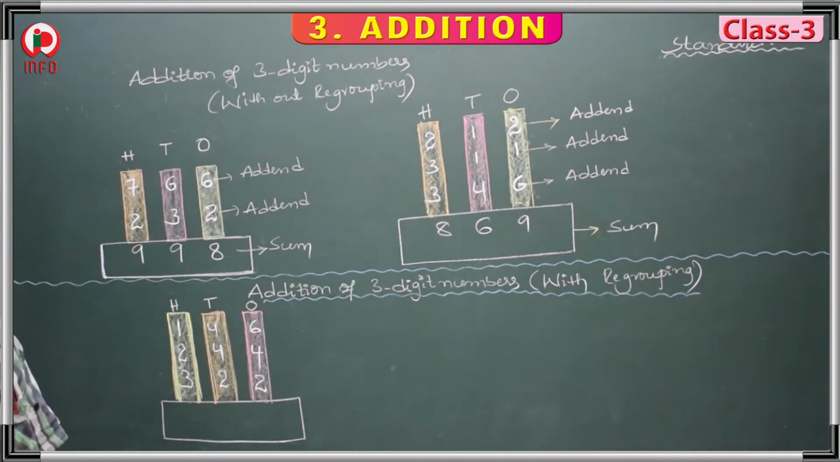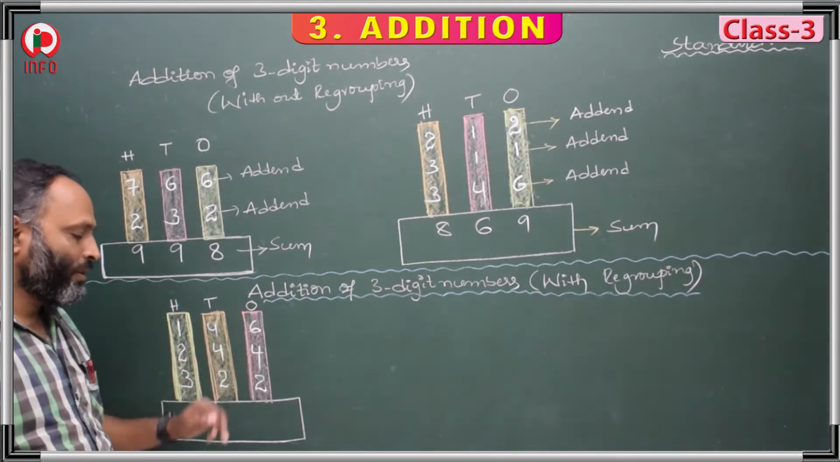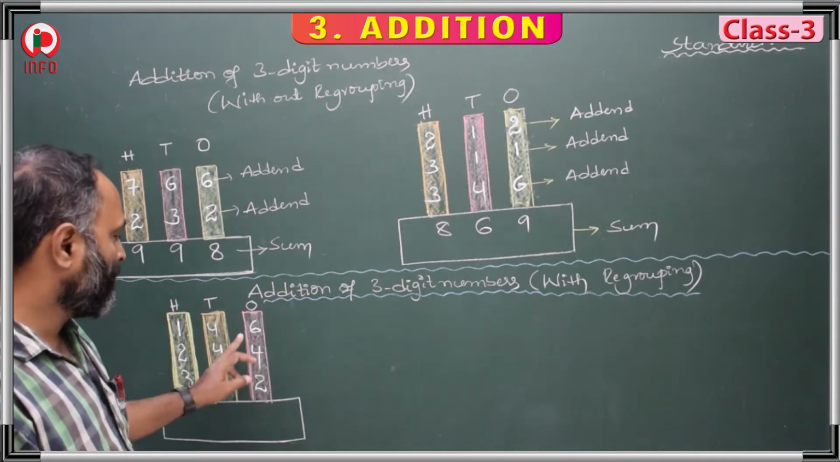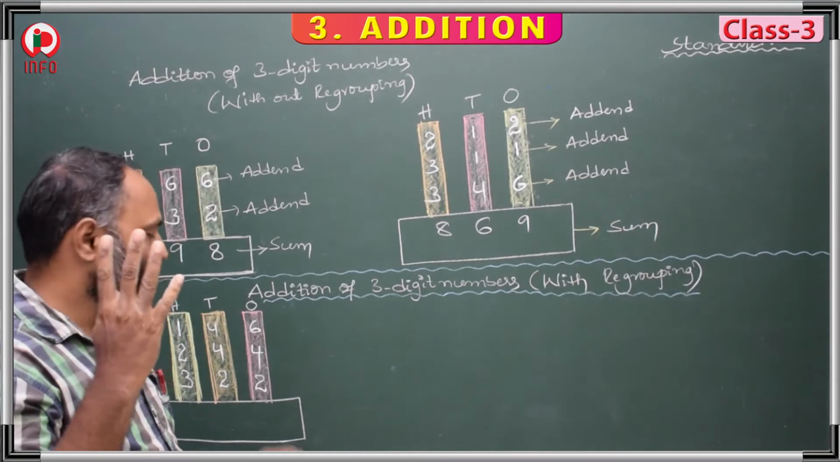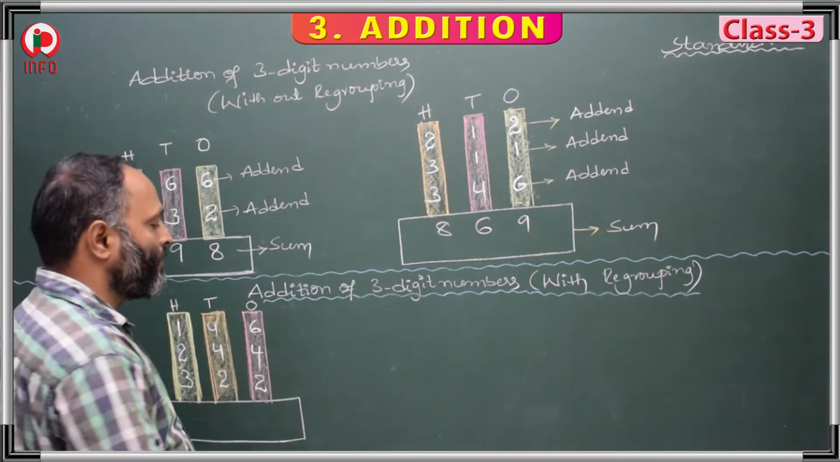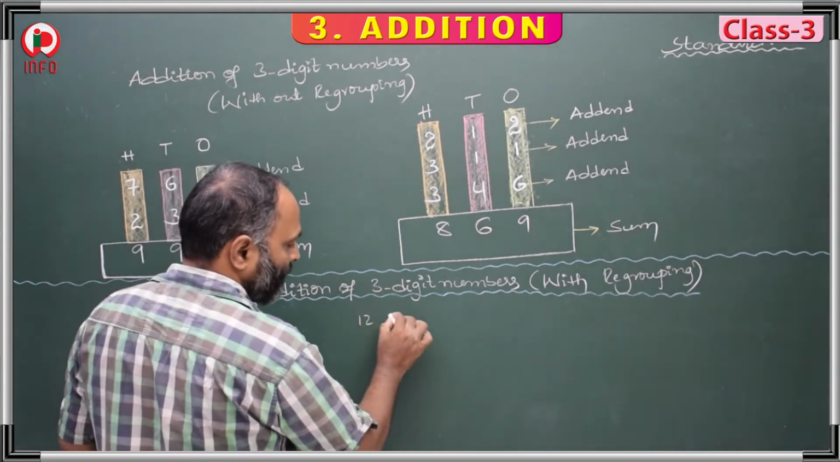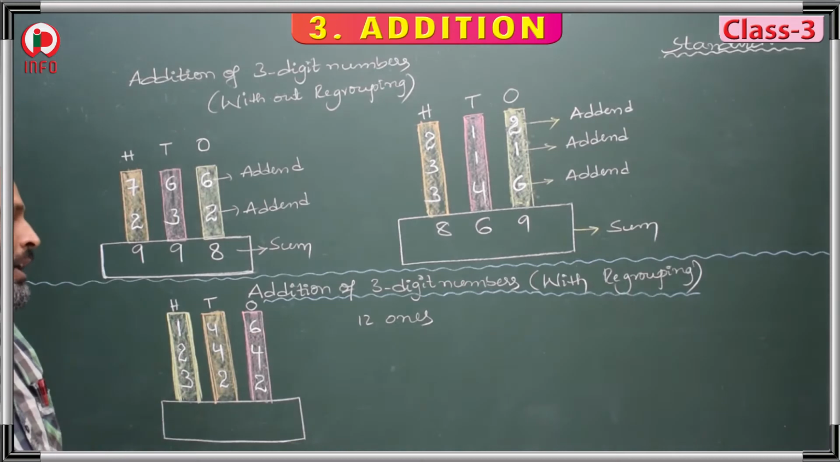Now in the second one, regrouping. So then how to regroup? Here add 6 plus 4. 6 plus 4 is 7, 8, 9, 10. 10 plus 2, 11, 12. 12 ones, 12. Then how to take 12 ones?